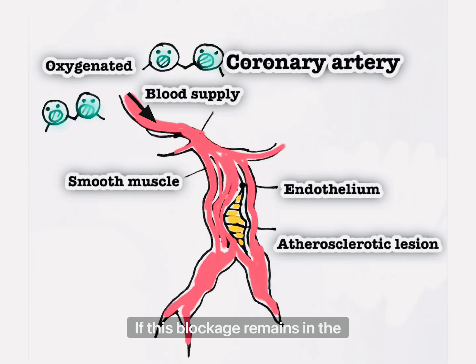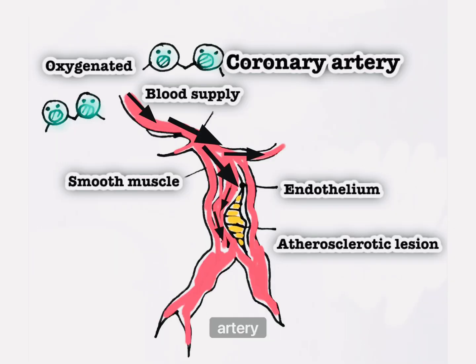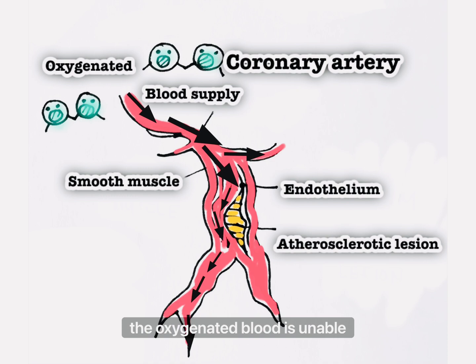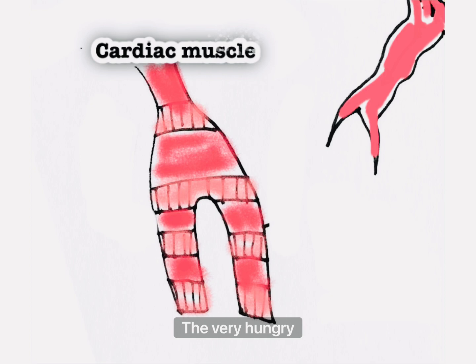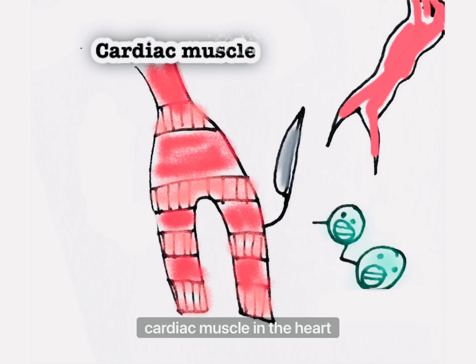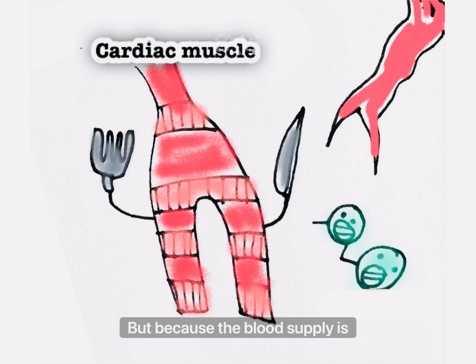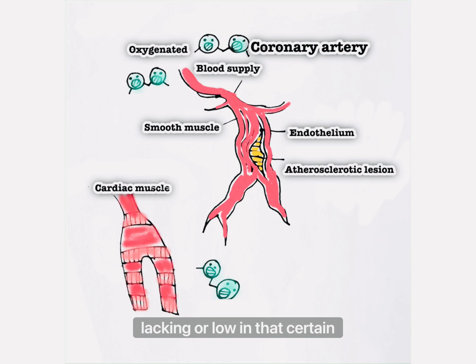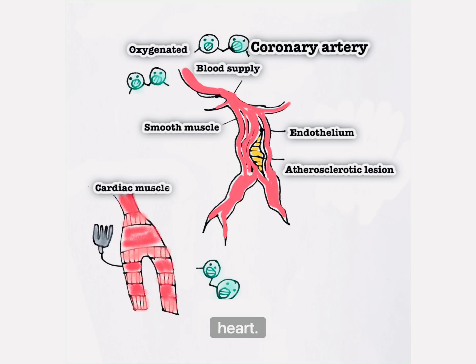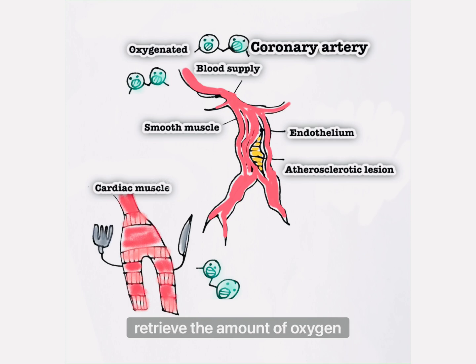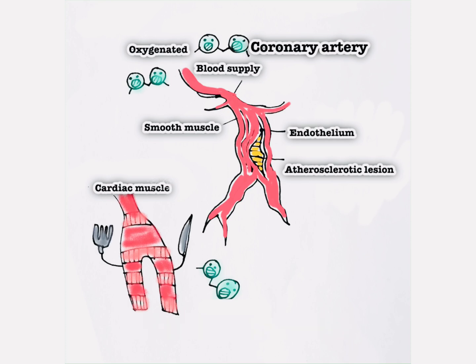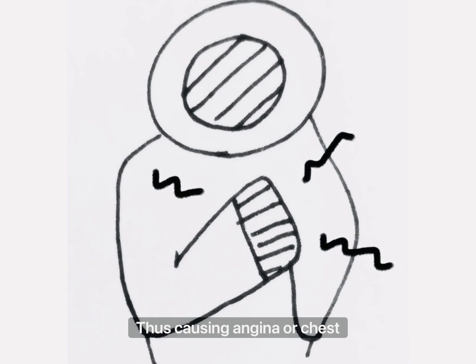If this blockage remains in the coronary artery, the oxygenated blood is unable to reach a certain area in the heart. The very hungry cardiac muscle in the heart is desiring and needing oxygen, but because the blood supply is lacking or low in that certain region of the heart, the hungry cardiac muscle is unable to retrieve the amount of oxygen it needs, thus causing angina or chest pain.